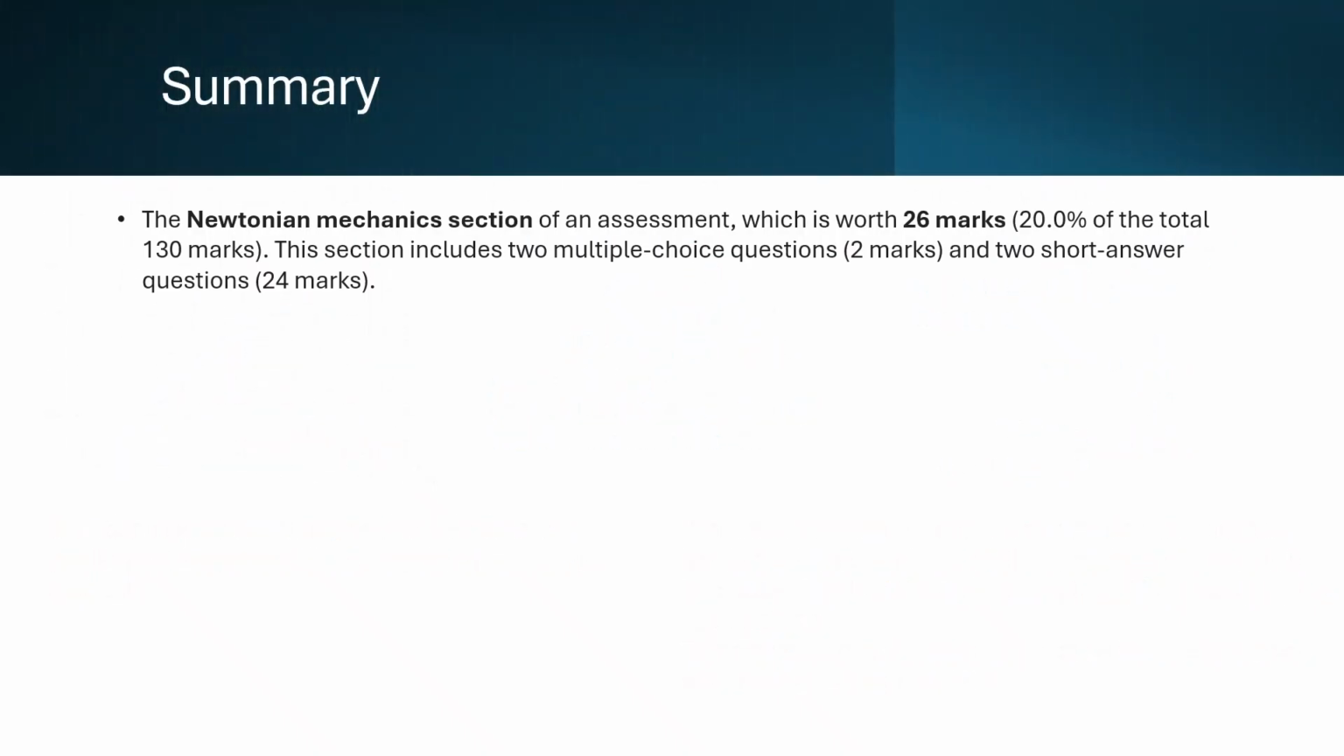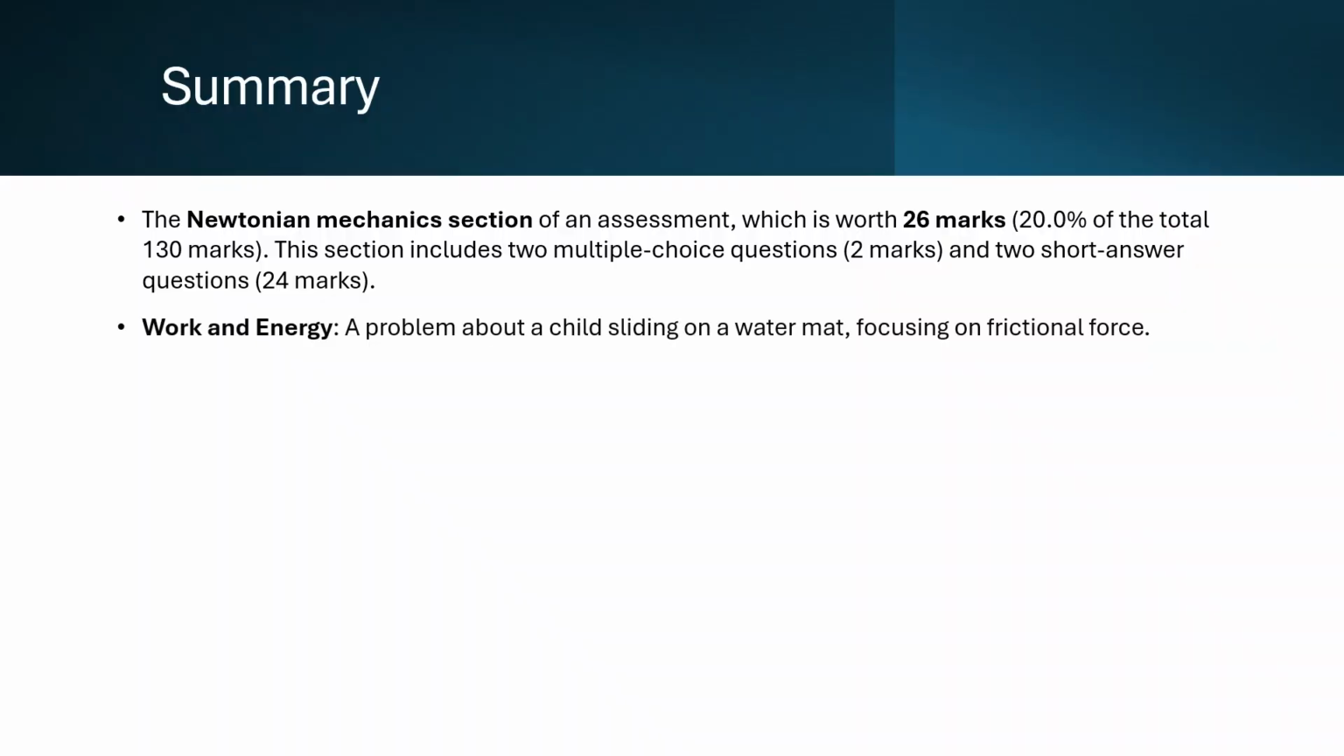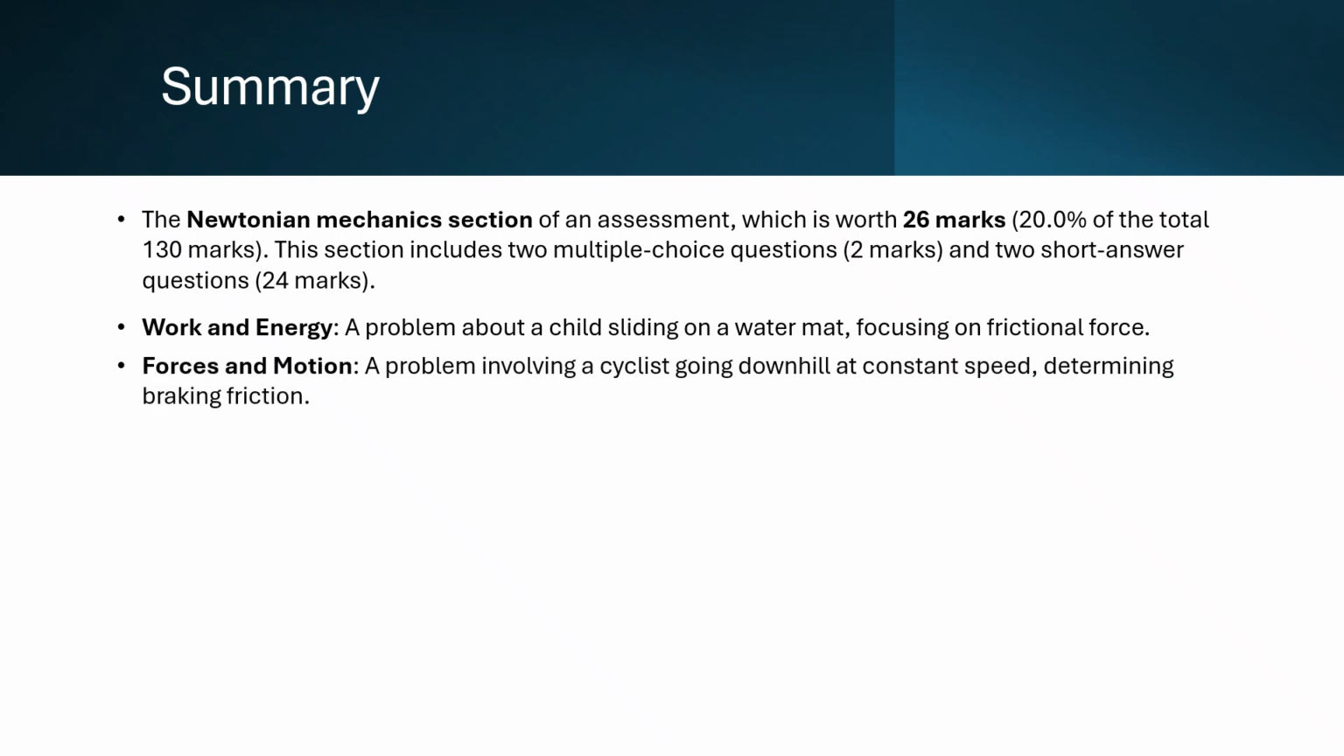The Newtonian mechanics section of an assessment is worth 26 marks, 20% of the total 130 marks. This section includes 2 multiple-choice questions, 2 marks, and 2 short-answer questions, 24 marks. Work and energy: a problem about a child sliding on a water mat, focusing on frictional force. Forces and motion: a problem involving a cyclist going downhill at constant speed, determining braking friction.